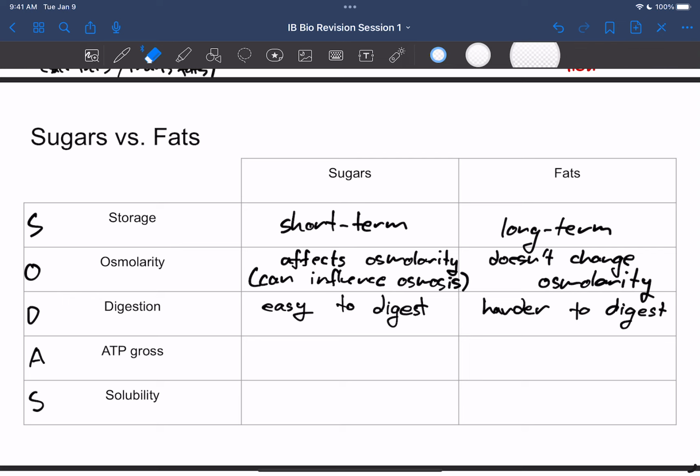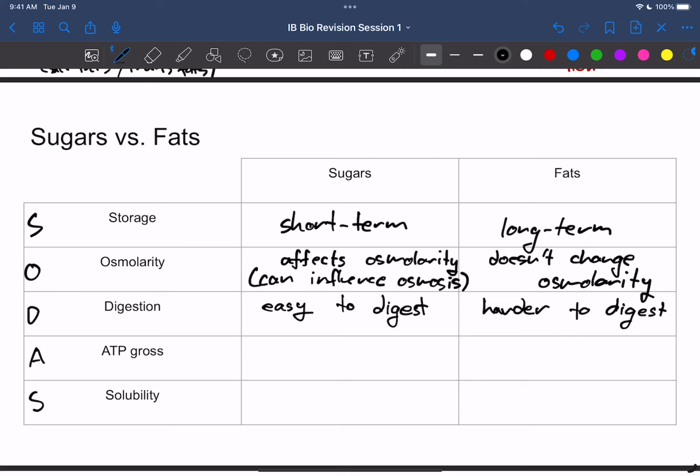That looks like an F. There we go. The reason why is because they're nonpolar. They're going to clump up in your stomach and intestines. So you're going to want something to unclump them, and that requires bile. And that makes it more complicated. And the reactions required to break down fats are also more complicated. So it's overall harder to digest. It takes more energy, which is why it's a long-term storage.